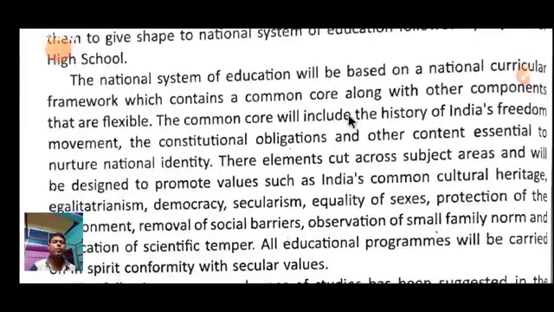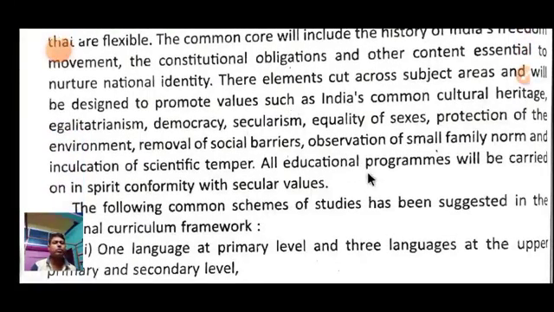The national system of education will be based on a national curricular framework which contains a common core along with other components that are flexible. The common core will include the history of India's freedom movement, the constitutional obligation, and other content essential to nurture national identity. These elements cut across subject areas and will be designed to promote values such as India's common cultural heritage, egalitarianism.